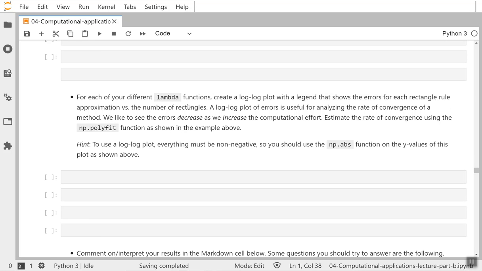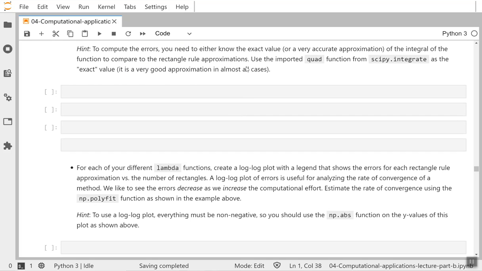Now for each of your different lambda functions, create a separate log-log plot with a legend that shows the errors for each rectangle rule approximation versus the number of rectangles. Meaning each of these log-log plots should show the error in the left-hand rule, the error in the right-hand rule, and the error in the midpoint rule for a fixed function. So however many functions you used here, you create that many log-log plots, and in each plot there are 3 curves of these errors, showing the error in the left, the right, and the midpoint rule.